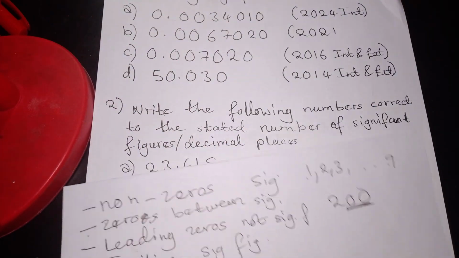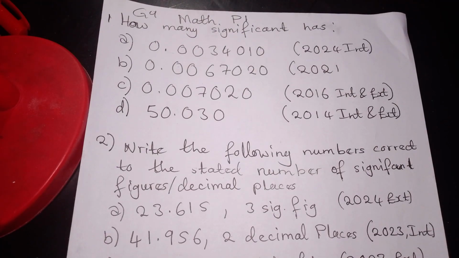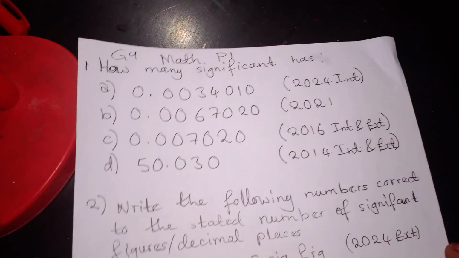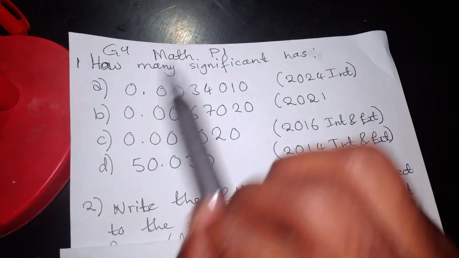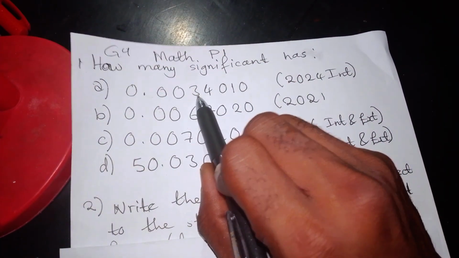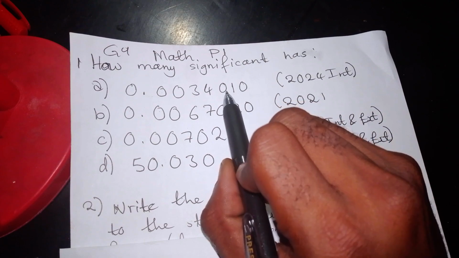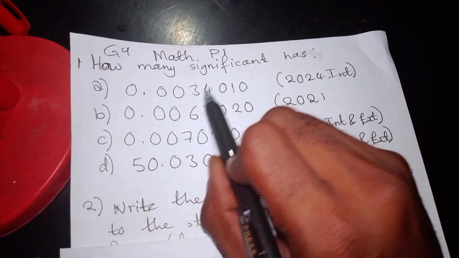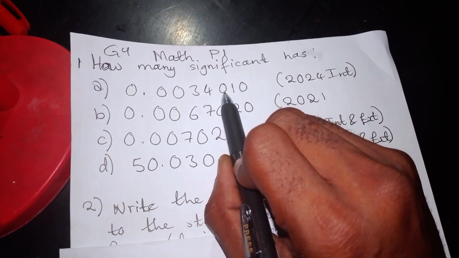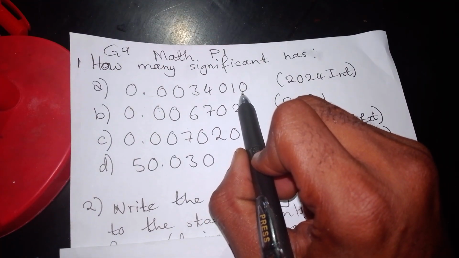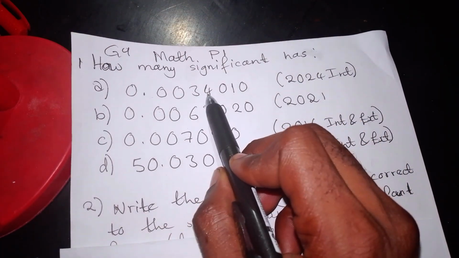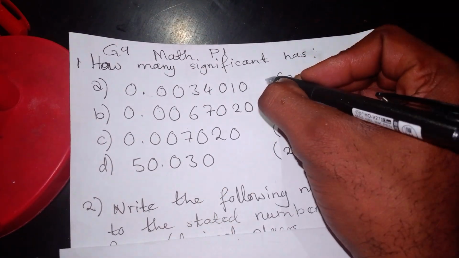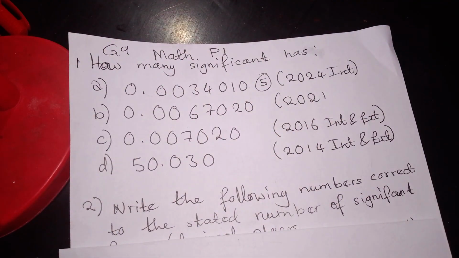So let's just quickly look at these four examples. How many significant figures has the first digit here? So the first digit has 1, 2, 3, but then the zeros between two significant figures are also considered significant. And this one here is a trailing zero, so you can also consider it significant. So this one has 1, 2, 3, 4, 5 significant figures. So you can just say the answer there is 5.